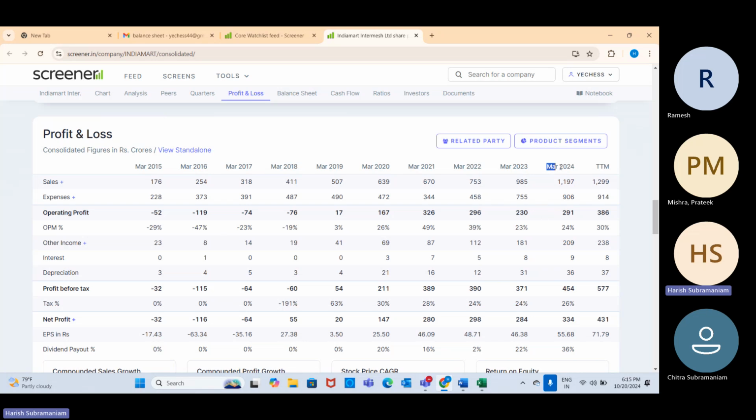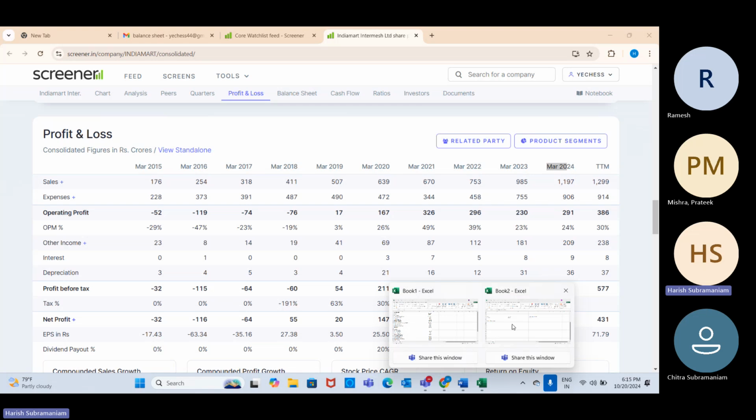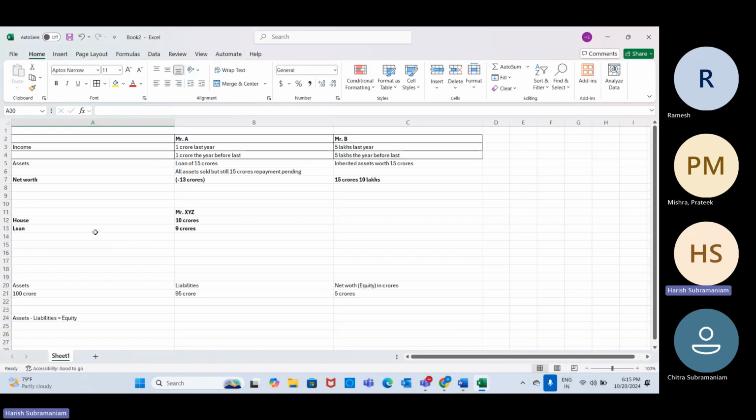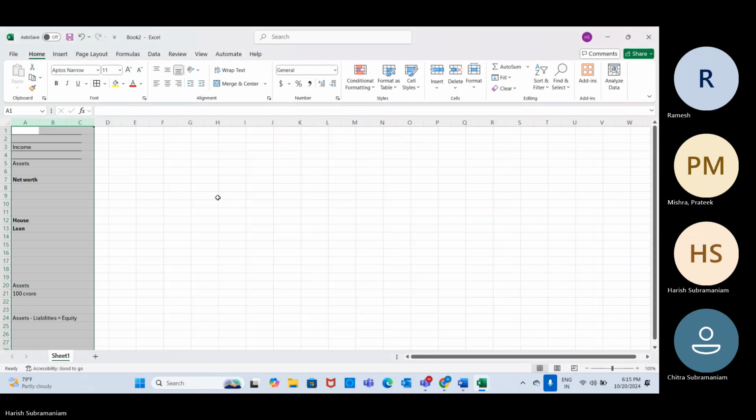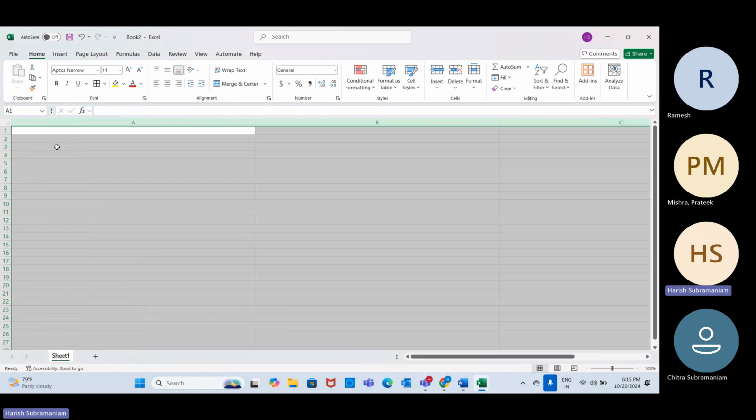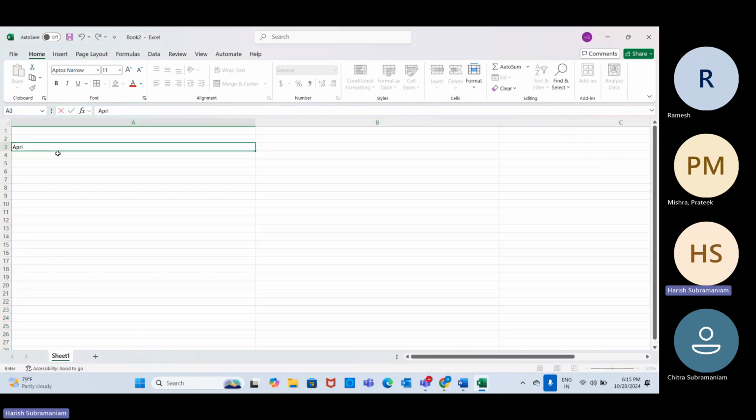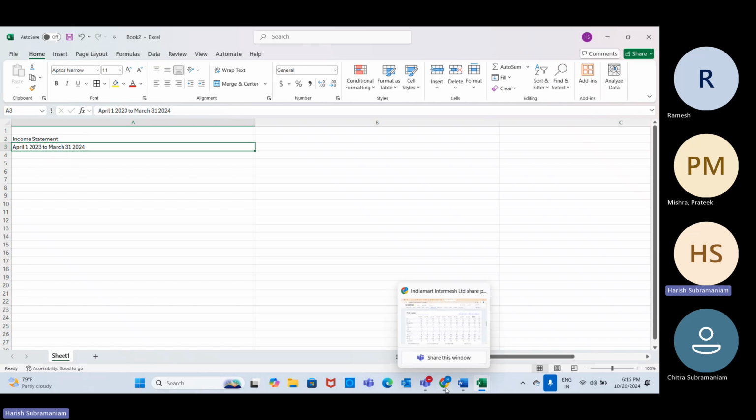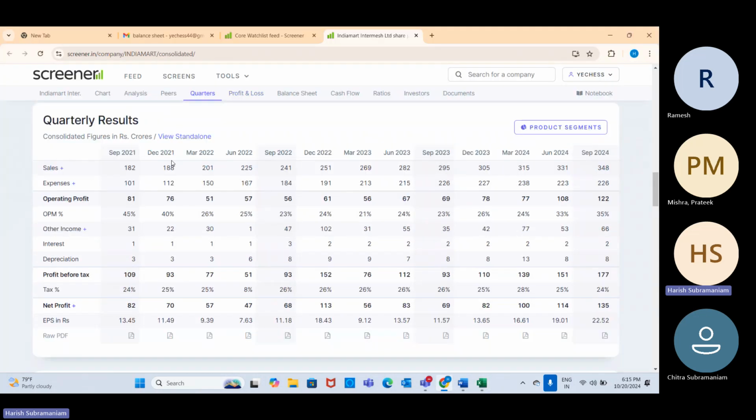Then this basically means the statement of income and loss from the period of, let's just remove all this. So the income from the period of April 1, 2023 to March 31, 2024. So the income statement is given over a period of time. This income statement may be over a quarter, which is a period of 3 months. That's why we have the quarterly results.